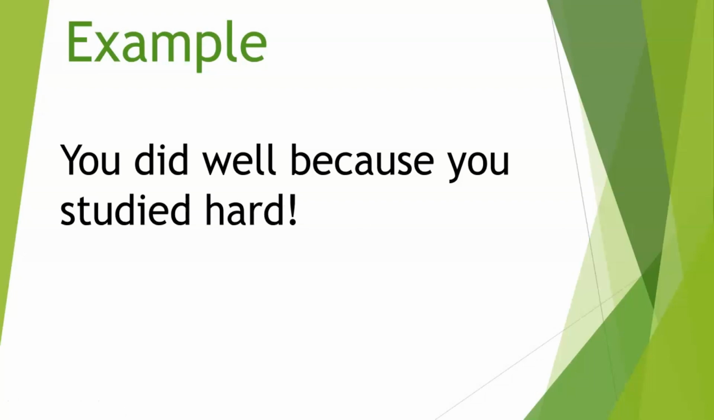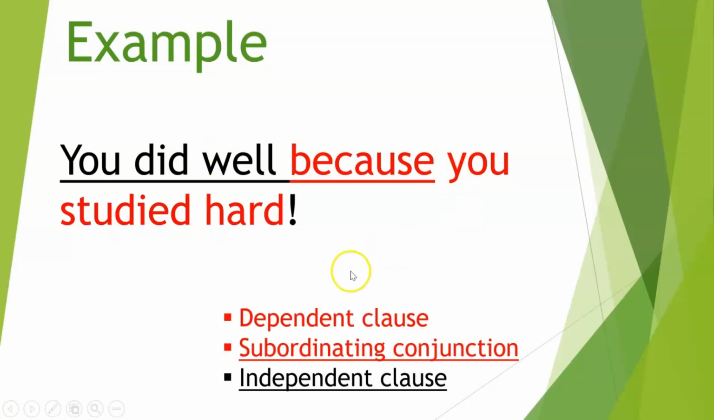Now, in this example, we've got the dependent clause, because you studied hard. We've got the subordinate conjunction, right here, because. And then you've got the independent clause, right here, you did well. So the whole complex sentence is, you did well because you studied hard. We have the independent clause, which begins with the subject. And then we've got the dependent clause, which will begin with a subordinating conjunction.